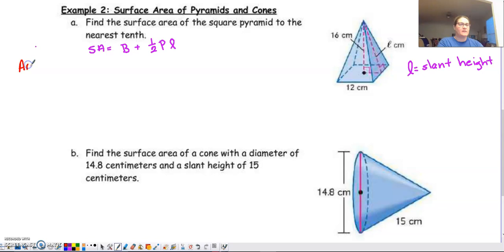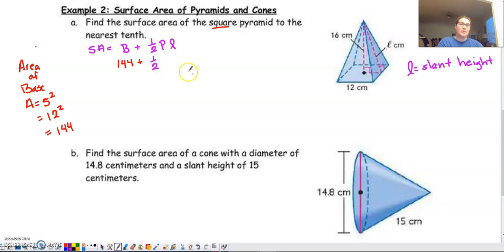So the area of the base. Well, the base is this square here, because we know it's a square pyramid. So the area of a square is equal to the side length, that's an S, squared, which in this case is 12 squared, which is going to be 144. So my area of the base is 144 plus the 1/2 stays.